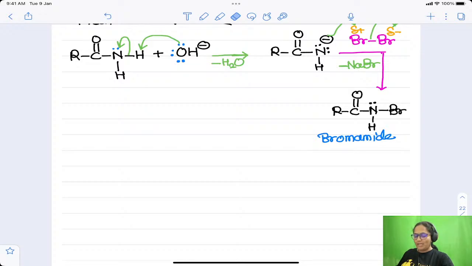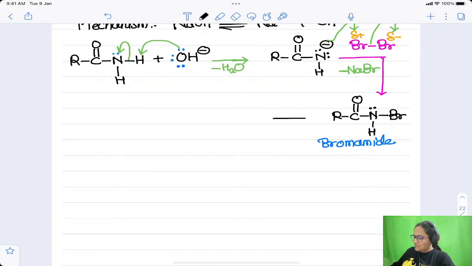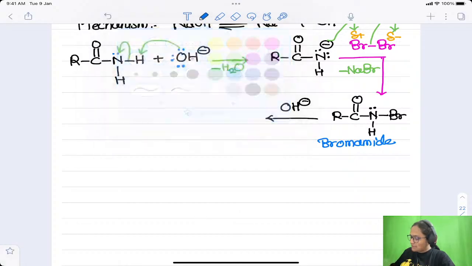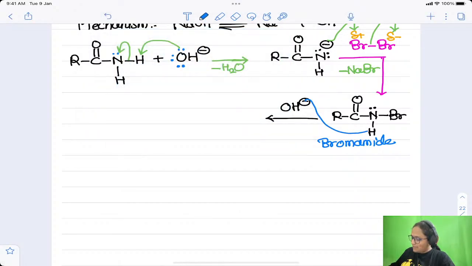Okay, bromamide is generated. What is after bromamide? In bromamide also you can see there is still one hydrogen present on nitrogen, right? So that again reacts with a further OH minus ion, right? So that OH minus ion again abstracts this proton, just like the previous step I have shown you, and this bond gets shifted onto nitrogen. So here also there is loss of another molecule of water. Out of two, the second molecule of water is lost here.